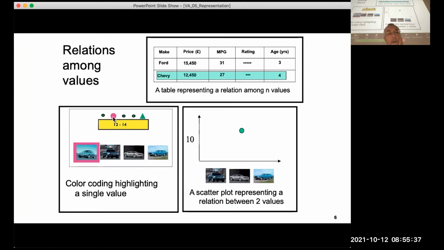Here, touching a dot, you can highlight a single value. Here you are touching this car, and you are highlighting one of these attributes. Here, we have a scatter plot that is presenting a relation between two values. One value is categorical. It is the picture of the car. The other value is numeric. But you can have numeric with numeric, as we discussed for number visualization.